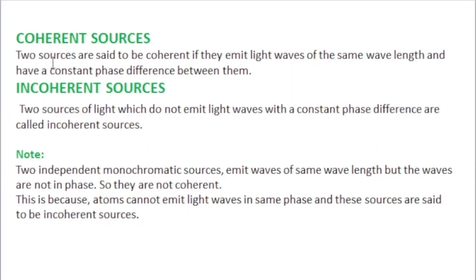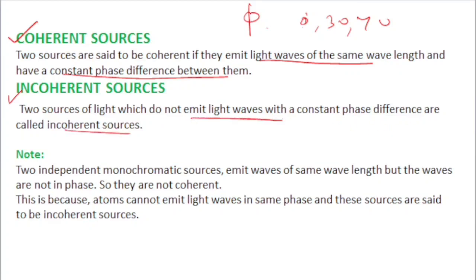Now to produce interference, a coherent source is required. What is this coherent source? Coherent sources are those that emit light waves of the same wavelength and have a constant phase difference between them. Constant phase difference means the phase difference must always be the same. It may be 0, 30 degrees, 40 degrees, but it is always constant. Then these sources are called coherent sources, and to produce an interference pattern, coherent sources are required. Two sources of light which do not emit light waves with a constant phase difference are called incoherent sources. In nature, coherent sources are not available.